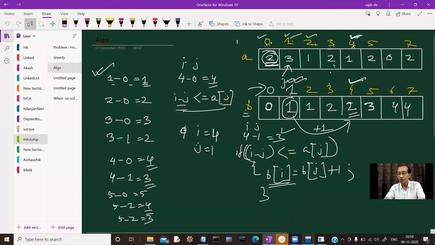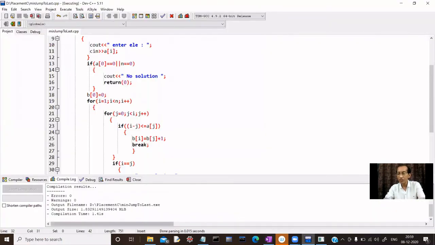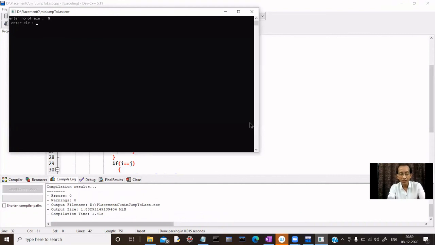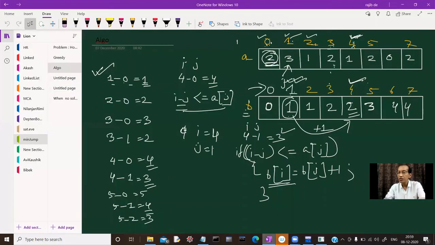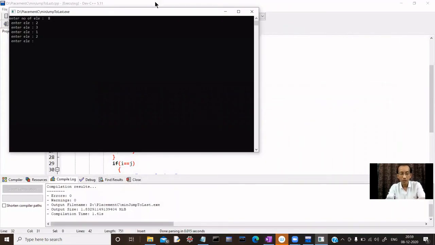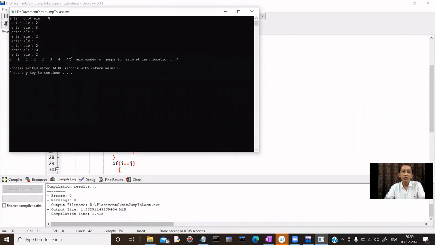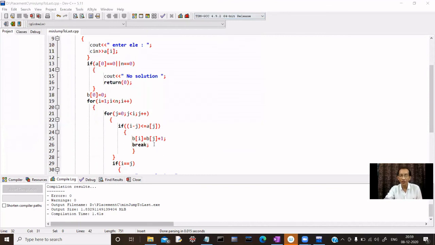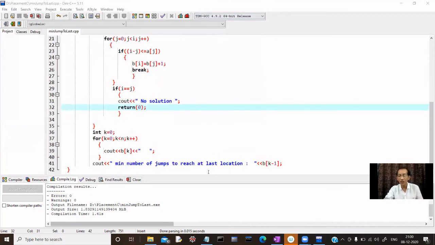2 3 1 2 1 2 0 2. So run it. And it is giving you the solution as the last one. I am printing all the values here in the last loop, and it is giving you the minimum number of jumps you require to take to reach the last location starting from the first location. That is the answer. It is giving you that 4, the last value. You see, I have printed all the values just for your convenience.